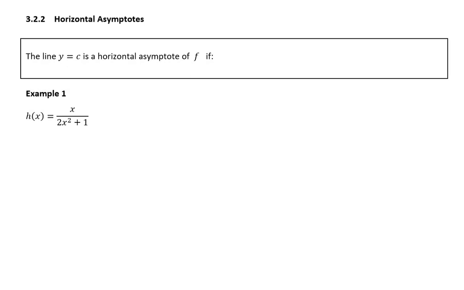So what's our second type of asymptote? There are 3 that we do. What's our second type, which we should remember from grade 11? The line y equals c is a horizontal asymptote of f if... Okay, now what causes a horizontal asymptote? It exists because if you tend x to positive or negative infinity of a function, if the graph tends to a constant, then the horizontal line will be a horizontal asymptote.